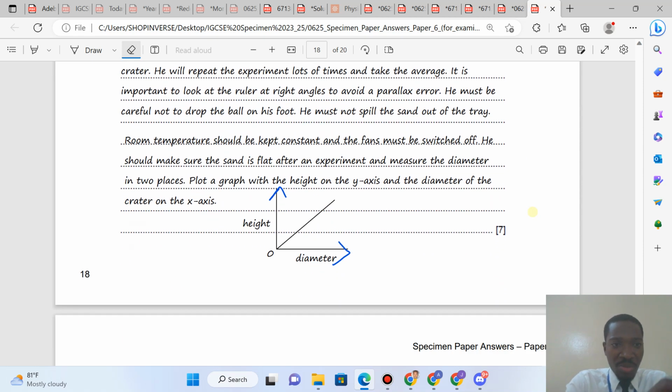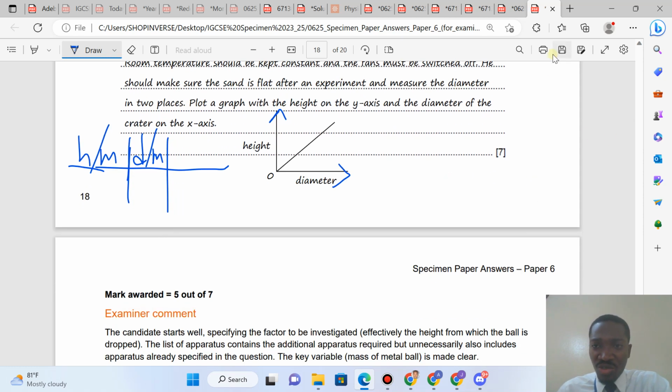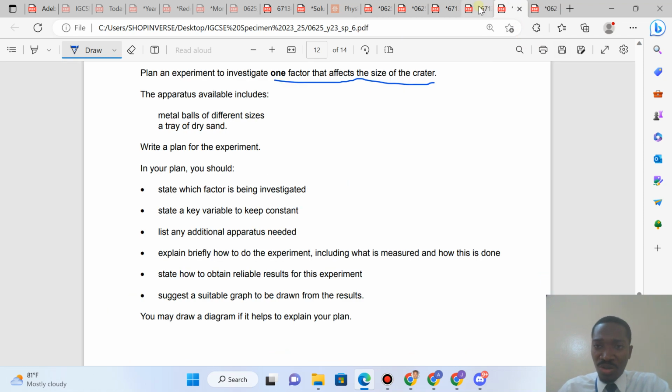Also, the student did not talk about how to tabulate his results. That is another mistake the students made. The student was supposed to talk about tabulating the results, with height in meters and diameter in meters. So these are ways that students lose marks unknown to them.